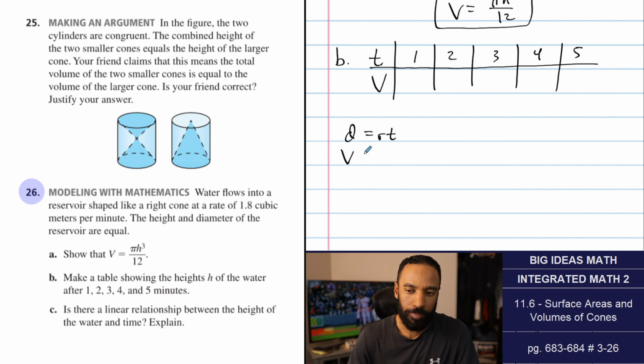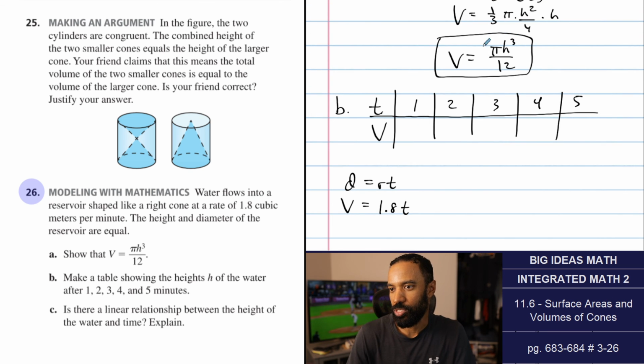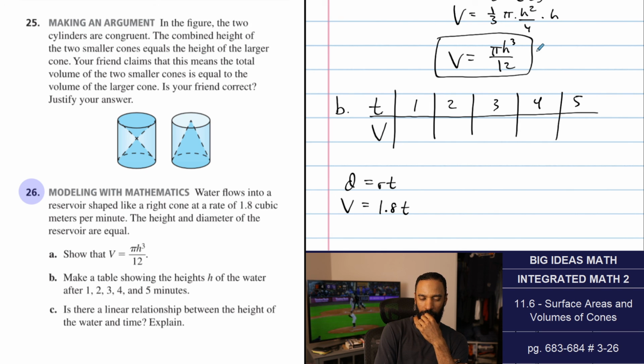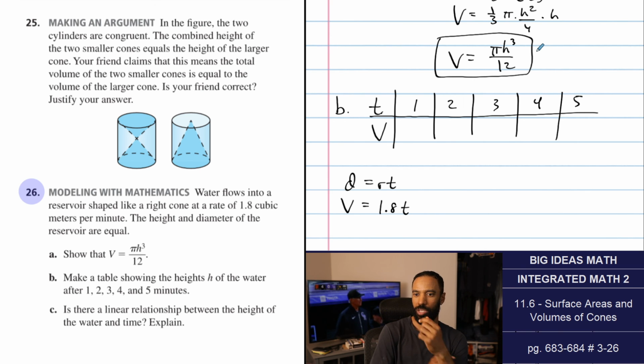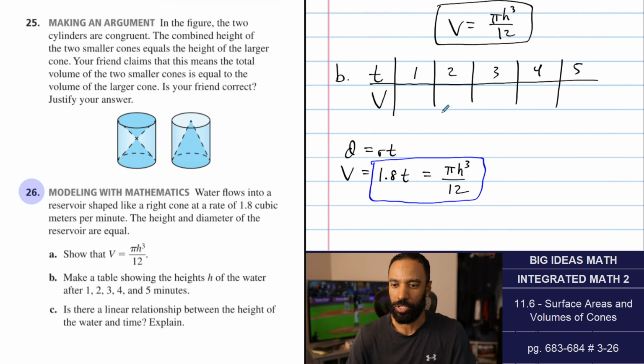So my volume is based on taking 1.8 and multiplying by time. So if volume is 1.8 times time, and it's also pi times h cubed over 12, the heights h of the water after 1, 2, 3, 4, and 5 minutes. So I can use this. This is equal to pi h cubed over 12. This is kind of an equation demonstrating the relationship between these two things.